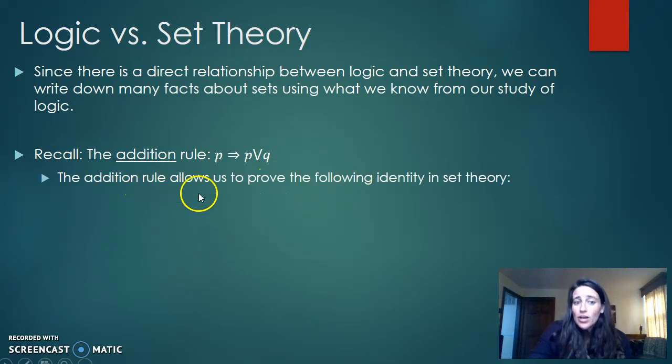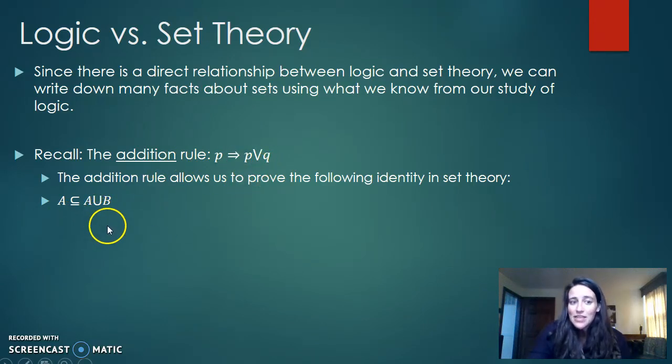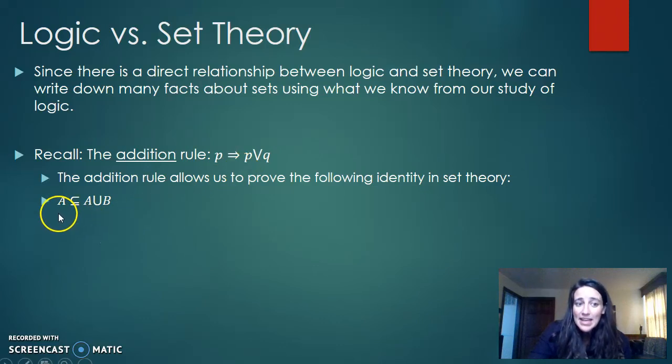This addition rule from logic allows us to prove the following identity in set theory. A is a subset of A union B. So recall this implication symbol is analogous to the idea of a subset in set theory, and the or symbol is analogous to the union symbol in set theory. So the addition rule allows us to say A is always a subset of A union B.